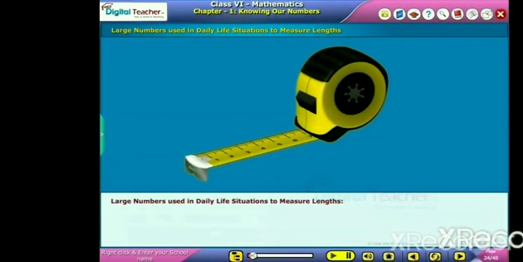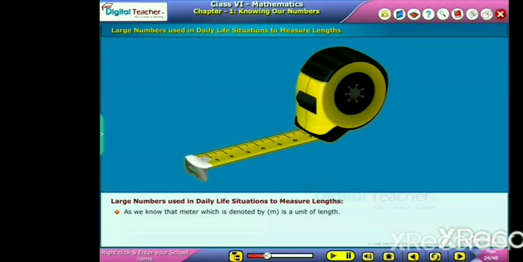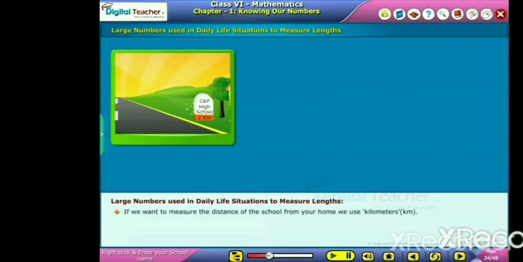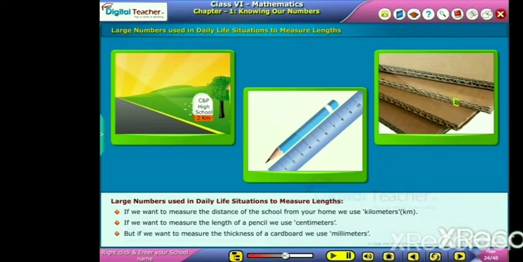Learn about large numbers used in our daily life situations to measure lengths. As we know that meter, which is denoted by m, is a unit of length. If we want to measure the distance of the school from your home, we use kilometers, km. If we want to measure the length of a pencil, we use centimeters. But if we want to measure the thickness of a cardboard, we use millimeters.